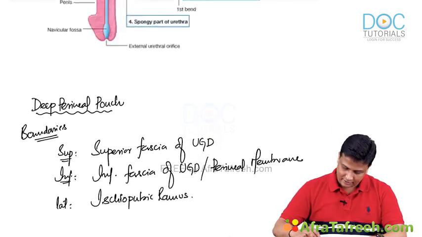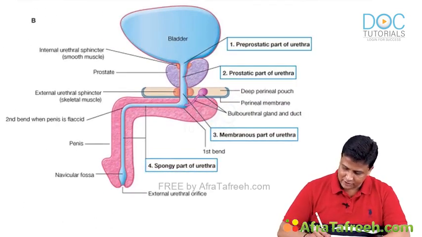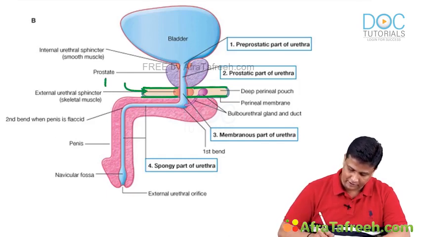Now after this, again come back to this diagram here in the males. Let us just quickly revise again, guys. What is this one? This is the superior fascia here. And what is this one here? This is the inferior fascia here, which is nothing but the perineal membrane. And between them, this pouch here will be the deep perineal pouch.